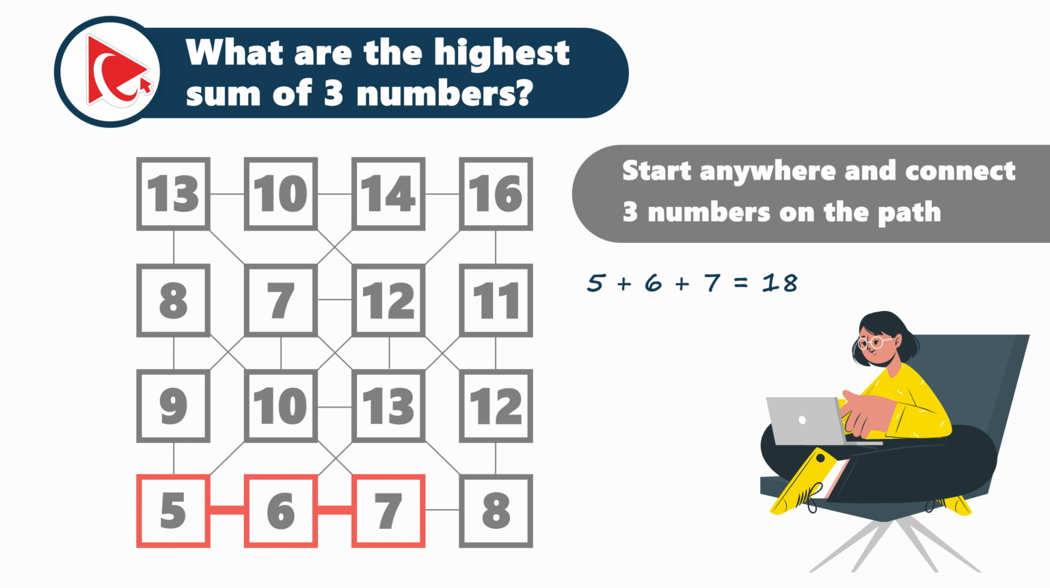5 plus 6 plus 7, that's one path. 5 plus 10 plus 12 is another diagonal path. And 5 plus 9 plus 8 is another path. Which path do you think has the highest sum of 3 numbers?